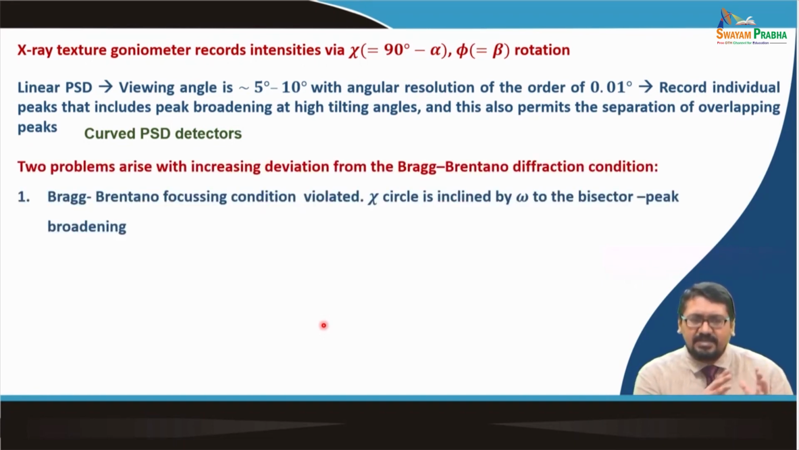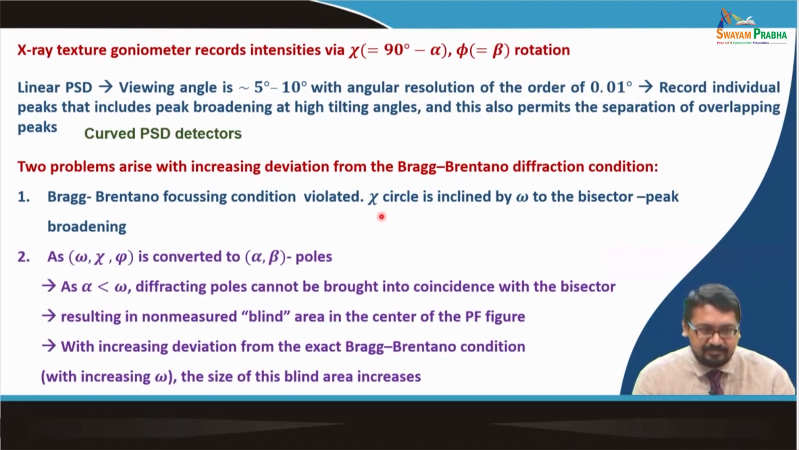So, as I said, the curved PSD detectors are also coming up in this case, but 2 problems arise when we increase the deviation from the Bragg-Brentano focusing condition. The first problem is that the Bragg-Brentano focusing condition is violated. So, the zeta circle is now inclined to the omega and to the bisector, and then it will lead to peak broadening.